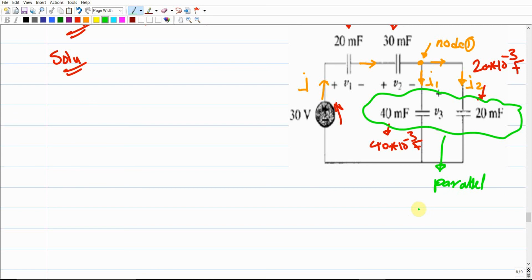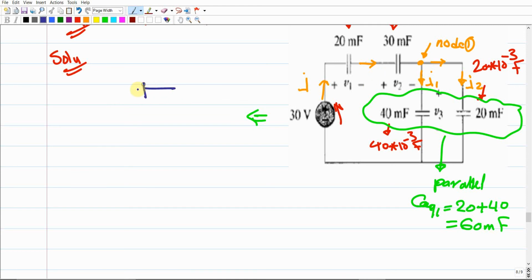So we can combine them into just one C equivalent one. C equivalent one is gonna be the sum, because as we mentioned, for parallel capacitors you sum their capacitance. So this is gonna be 20 plus 40, which gives us at the end 60 millifarad. Make sense? And the milli is 10 to the power negative 3, as we mentioned. So what does it mean? It means that we can redraw this electrical circuit in this form.